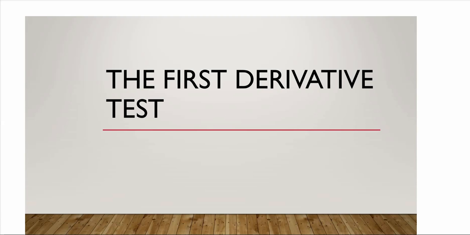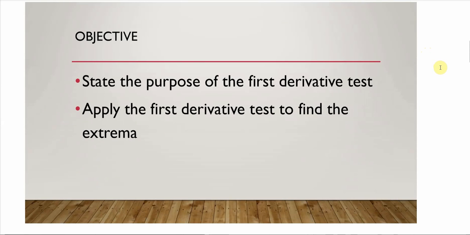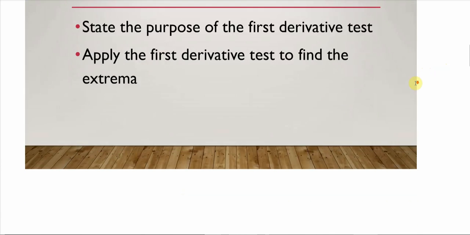In this video, we're going to be looking at the first derivative test for finding extrema. Alright, so what's the objective of this video? State the purpose of the first derivative test. Now, what that is saying is that the first derivative test can do multiple things. It has a variety of things that it can do, but the ultimate goal is to find the extrema. Alright, so that's what the second objective is. Apply the first derivative test to find the extrema of a function.